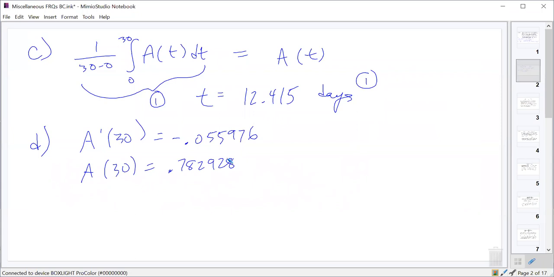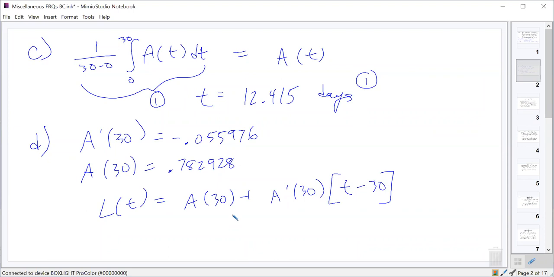Okay. And so your linearization, L of t, ought to equal your value at A, or A of 30, plus A prime of 30 times our t value minus 30. And that's the linearization formula. The original function at the value that you're using your approximation at, 30, plus the derivative at 30 times your new value minus 30.